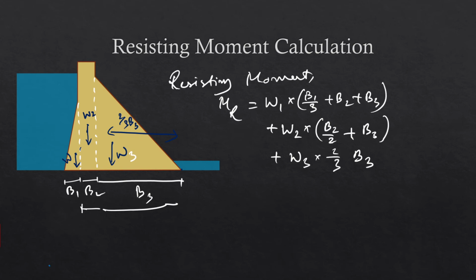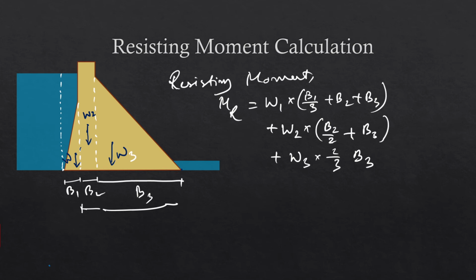So this is how we are going to calculate the resisting moment because of the self-weight components. But there are some other forces as well that we have discussed. If the upstream dam surface is inclined, then we will have to calculate the weight of this wedge of water, this volume of water, and it depends on what portion of the dam surface is inclined.